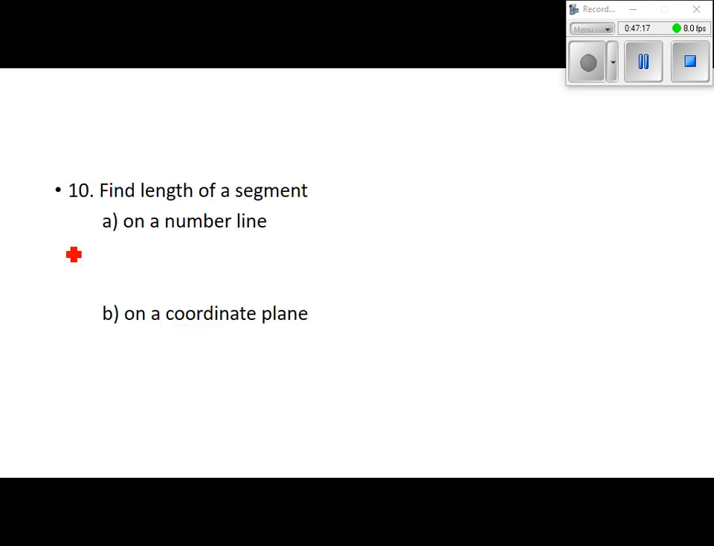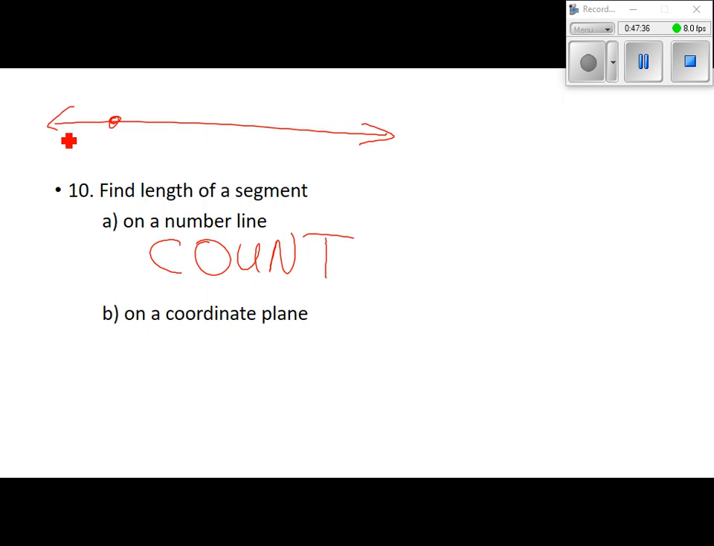Number 10, find the length of a segment on a number line. These two sort of go together. If we're on a number line, how do you find the length of the segment? It was easy. Count. On the number line, if we're trying to find the distance from this point to that point, we just count.